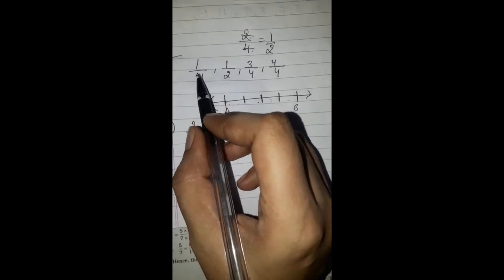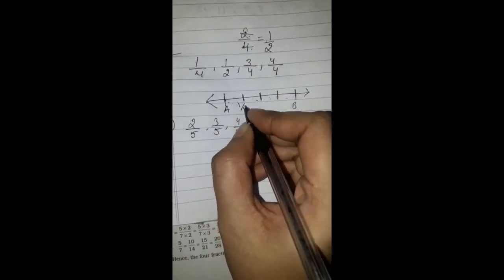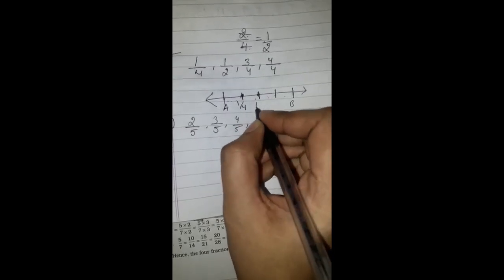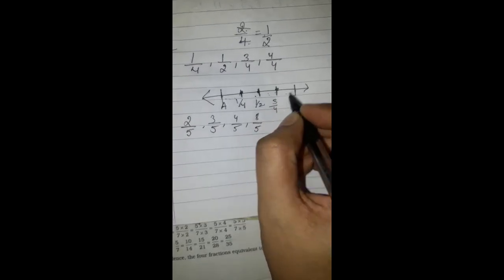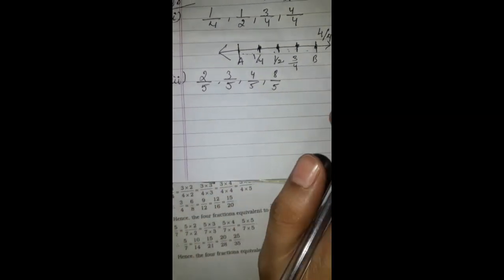Now I will mark these fractions on the number line. So this will be 1 upon 4. This point will be 1 upon 4. This point will be 1 upon 2. This point will be 3 upon 4. And this point will be 4 upon 4. Same way we will do this part also. The third part we have to represent it on the number line.